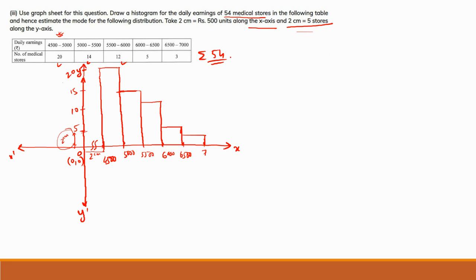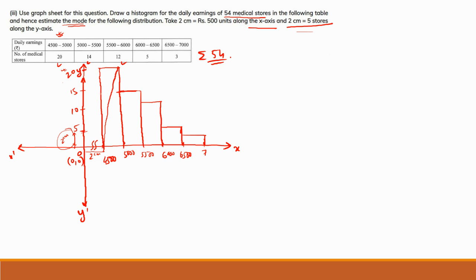Now what they have asked is to draw the histogram for the following table and hence estimate the mode. Basically you see 4500 to 5000 has the maximum frequency, 20, right? So the mode should be somewhere here. How do you find the mode? You join this part with this one. You have to join these two, and this part with the highest point is this one, right? The next bar is starting from this point. Since we don't have a bar on the left side, we join these two.